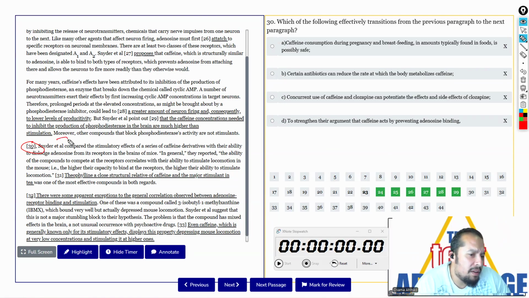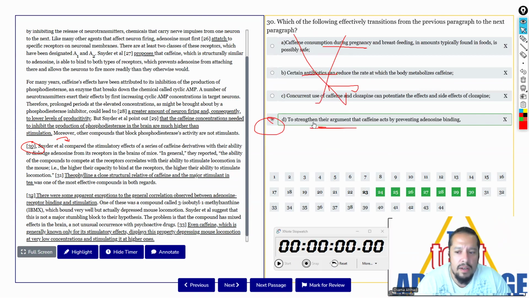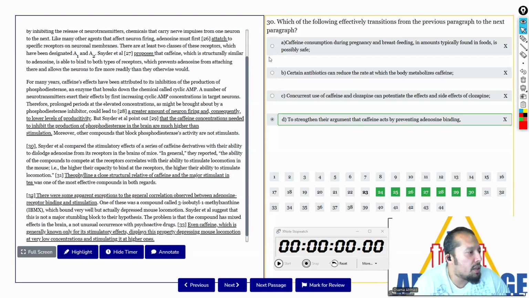Again, if you read this paragraph, Snyder compared the stimulatory effects of caffeine derivatives with their ability to dislodge adenosine. We're discussing research, right? So caffeine consumption during pregnancy or antibiotics or this, and no, right? We're discussing their argument that caffeine acts by preventing adenosine binding. Now, when you're dealing with EST, make sure your number one thing is look for wrong answers. Wrong, wrong, wrong, wrong, wrong. And you'll be very happy. Let's go to the next one.